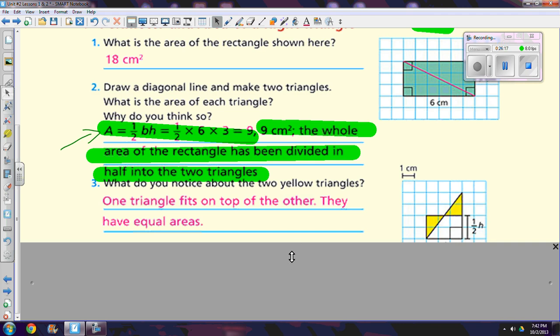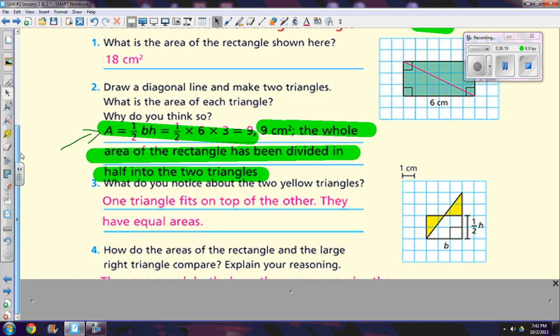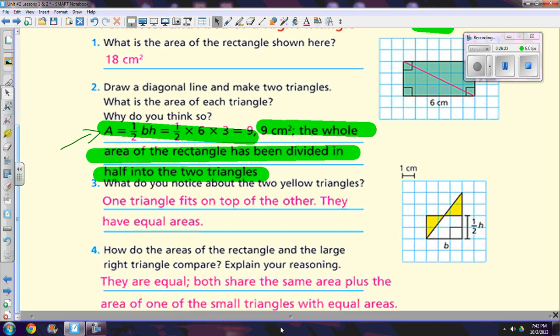And then let's look at number 4 here as well. I'm just going to pull this down. How do the areas of the rectangle and the large right triangles compare? Explain your reasoning. They are equal. Both share the same area plus the area of one of the small triangles with equal areas.